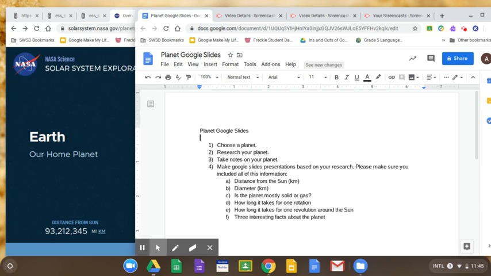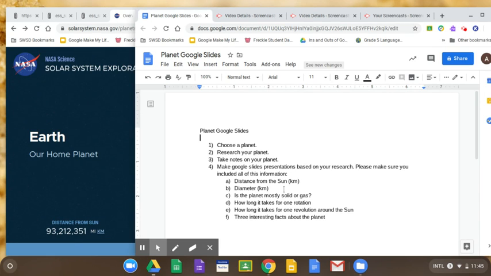You're choosing a planet, so you get to choose which one you want to do. You'll research your planet, you'll take notes on your planet, and then you'll be making a Google Slides presentation. I'll check them on the weekends, make sure they're accurate, and then next week we'll be sharing them among the class.